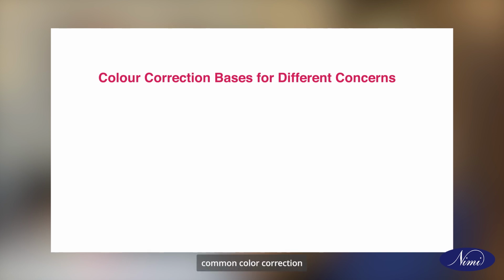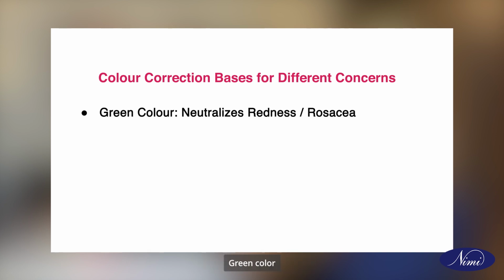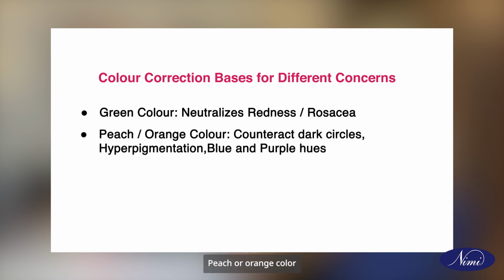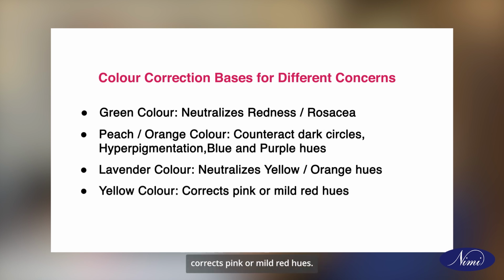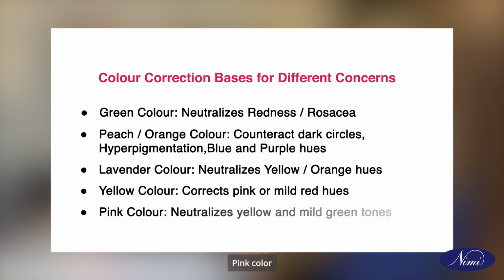Let us see some common color correction bases for different concerns. Green color neutralizes redness or rosacea. Peach or orange color counteracts dark circles under the eyes and hyperpigmentation. Blue and purple hues, lavender color neutralizes yellow and orange hues. Yellow color corrects pink or mild red hues. Pink color neutralizes yellow and mild green tones.